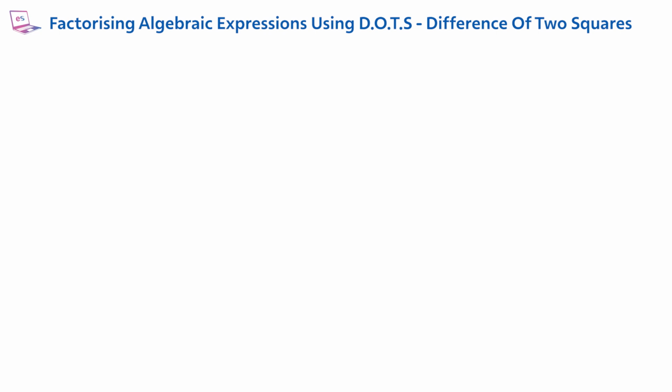Factorizing algebraic expressions using DOTS, difference of two squares. In this video, you are going to learn how to factorize an algebraic expression using the DOTS technique. Let's see an example: 3a squared minus 48b squared. The DOTS rule is a squared minus b squared equals brackets a plus b, brackets a minus b.